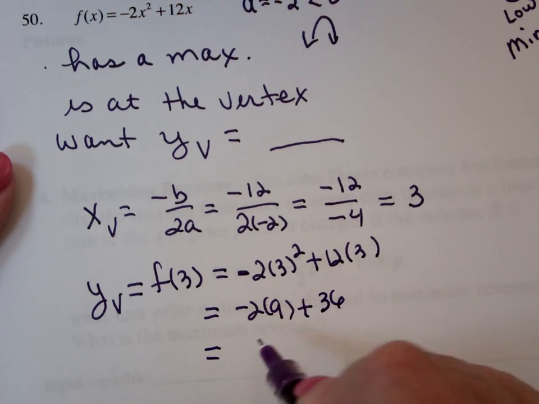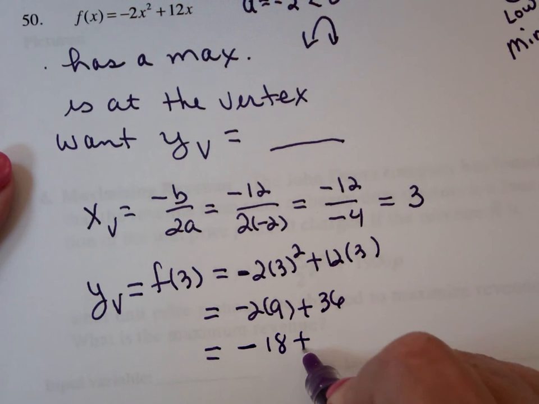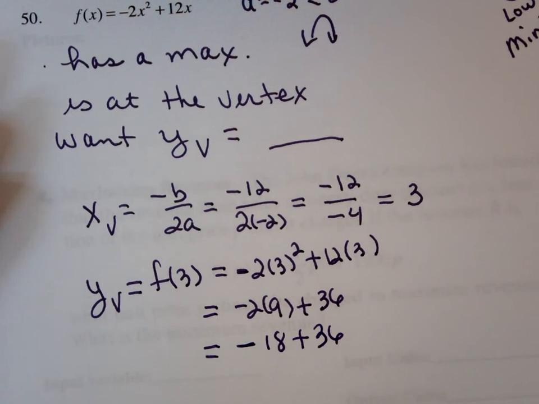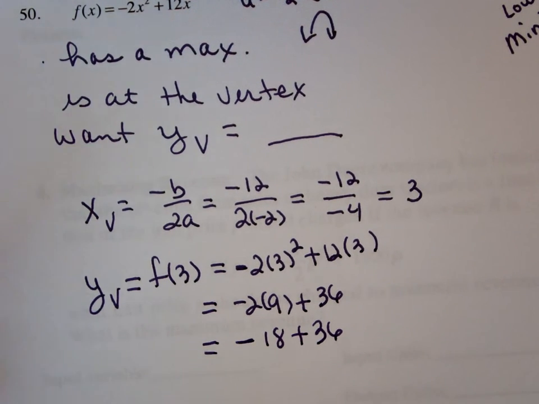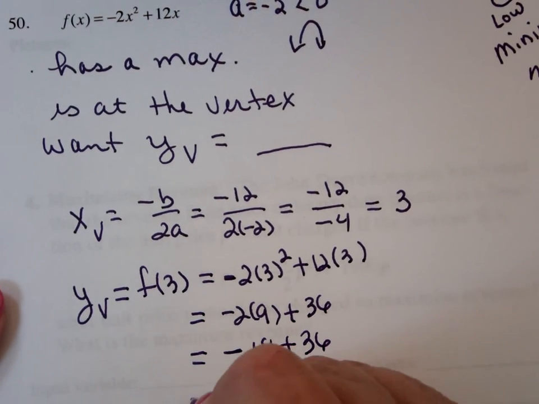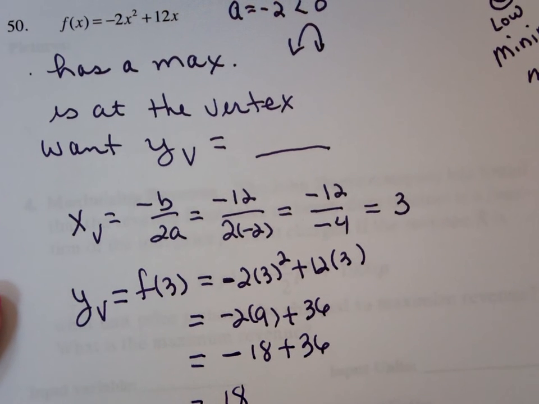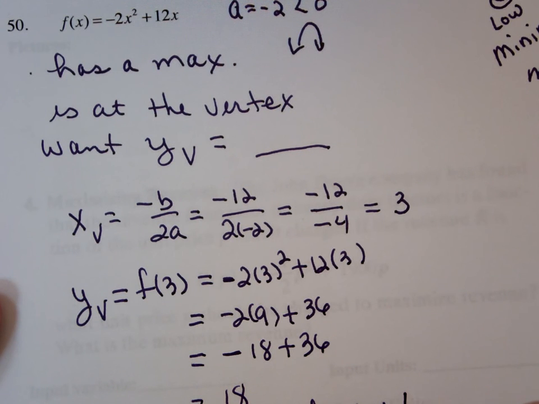Oh, isn't this cute? -18 plus 36. Why would I say that's cute? What's 18 plus 18? 36. So minus 18 plus 36 is 18. So we can say that the max value is 18.